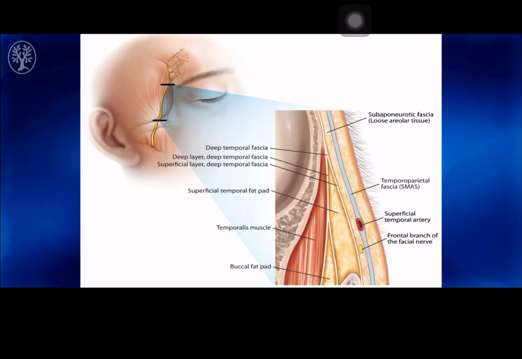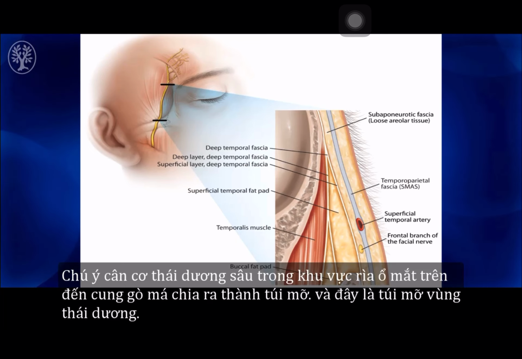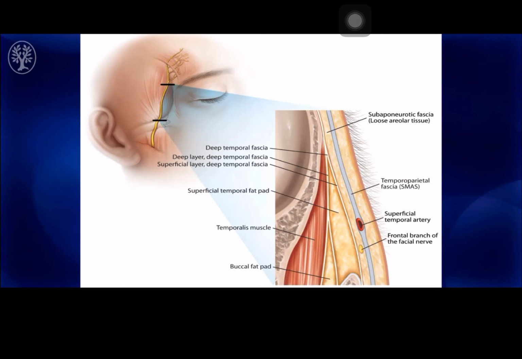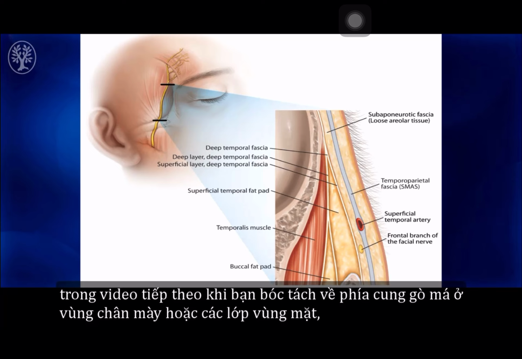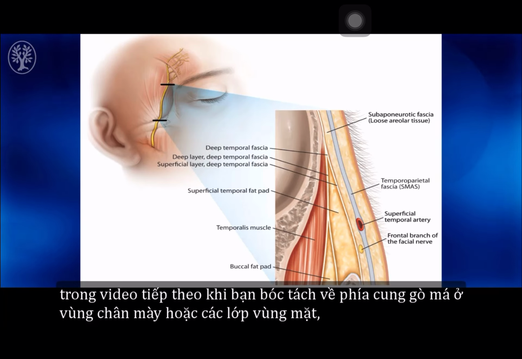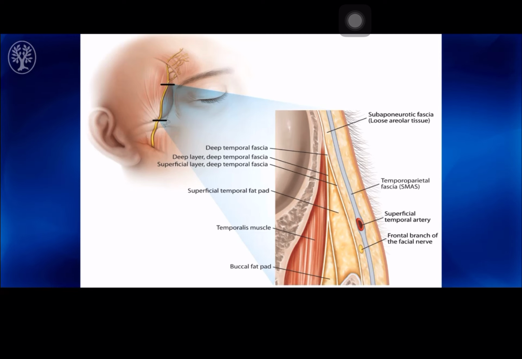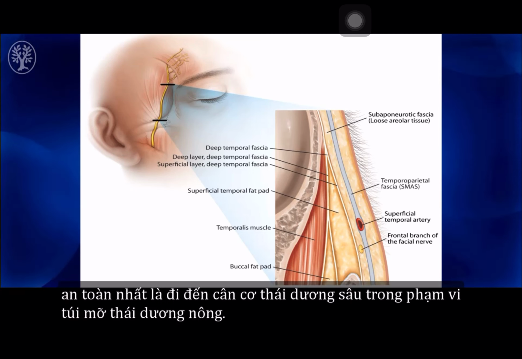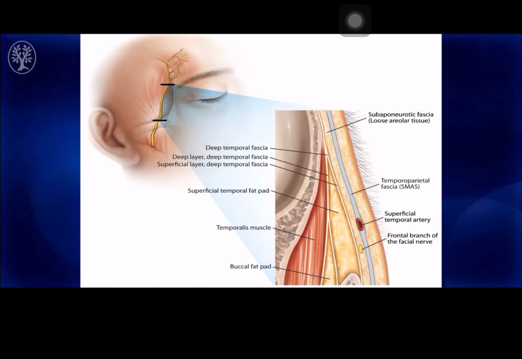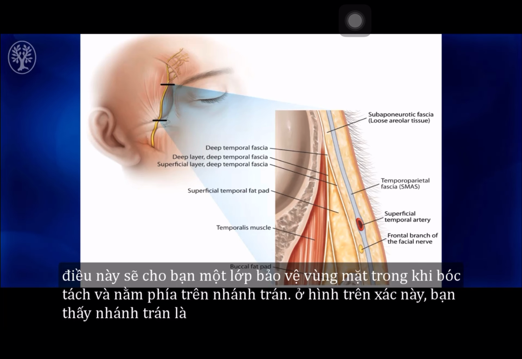Notice that the deep temporal fascia in the region from the superior orbital rim to the arch splits to encompass a fat pad, and this is the temporal fat pad. As you'll see on the next video clip, when you're dissecting toward the zygomatic arch, say in a coronal brow lift or in a craniofacial procedure, it is safest to dissect deep to the deep temporal fascia within the superficial temporal fat pad, as this will give you one fascial layer of protection between your dissection and the overlying frontal branches.